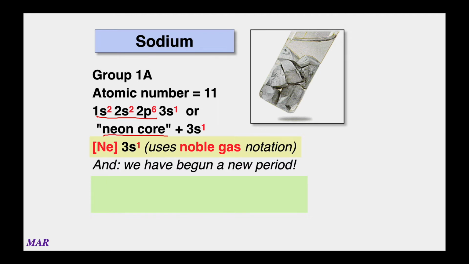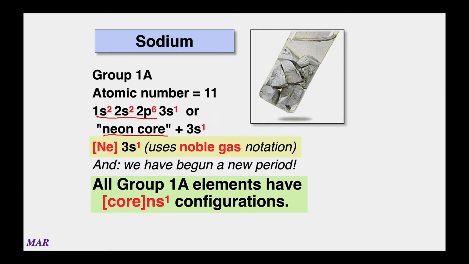If you're going to use noble gas notation, you must use square brackets. The noble gas goes in the square brackets, and what goes past the noble gas goes outside. So instead of saying 1s2, 2s2, 2p6, 3s1, you can say a neon core 3s1, and that's obviously less writing, less syllables when you're talking about things and stuff like that. So noble gas notation can be super helpful.